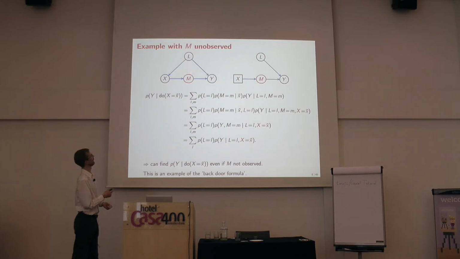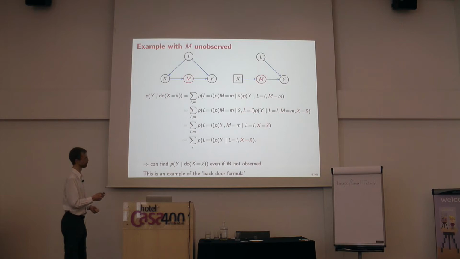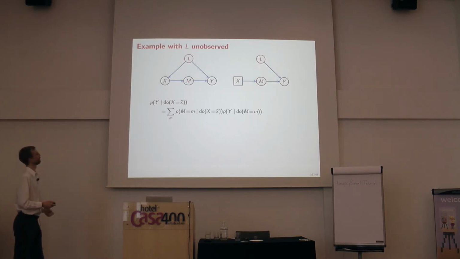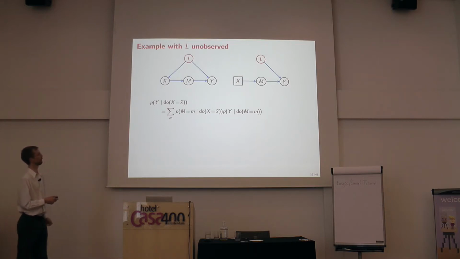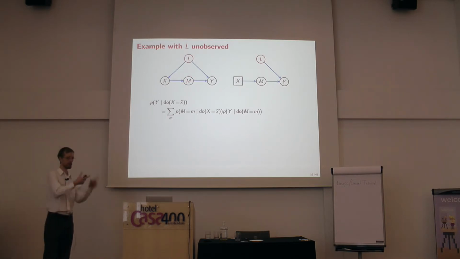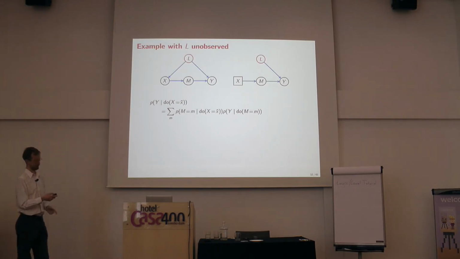The idea being that L is on the backdoor path between X and Y. Okay, what about if L was unobserved? If we didn't observe L, then we can take a slightly different approach, and we can say, well, suppose that I could get the effect of X on M, and that I could also identify the effect of M on Y. Well, then I could multiply those two things together, and then sum over M, and that would give me the effect of X on Y.